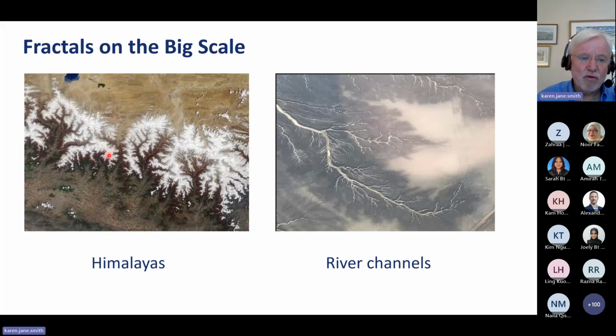Each of these ridges has a certain shape, and as we zoom in, you see the same shape on the smaller ridges all the way down to the valleys. You also see the same shapes radiating out from river channels. This is a photograph I took when I flew into Basra to give this presentation.